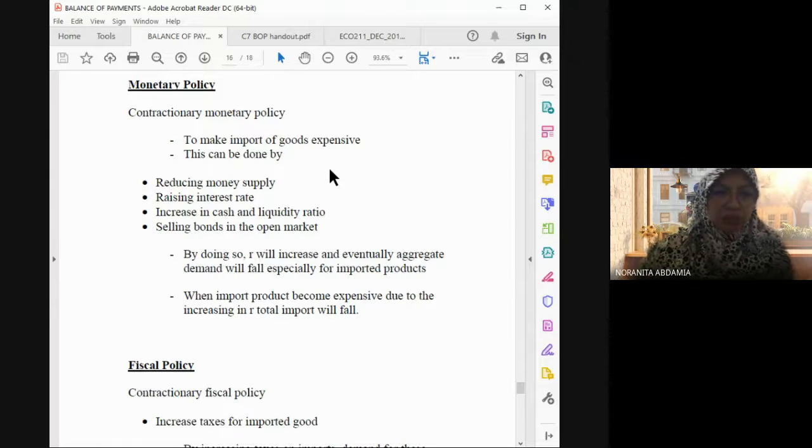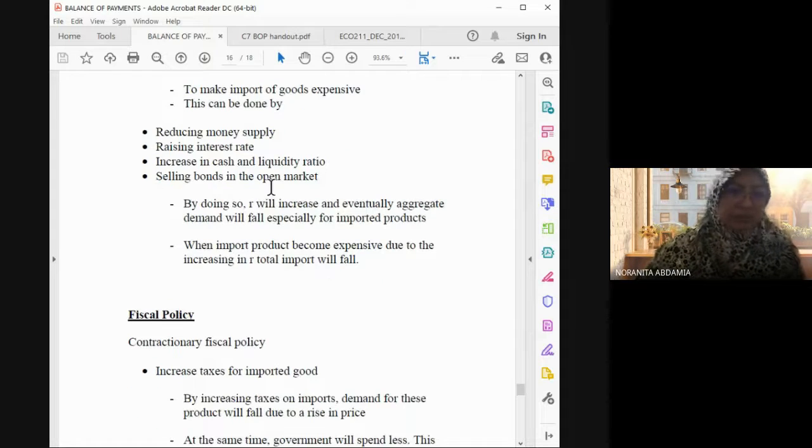Okay, so tak boleh. But how to overcome this? How to attract the people? So slowly, inilah dia caranya under monetary policy. By doing so, the DR will increase, and eventually aggregate demand will fall, especially for imported goods. Nak buat loan, nak import is actually quite difficult. So no need to import anymore, just focus on the local product. Okay, that's under contractionary policy.